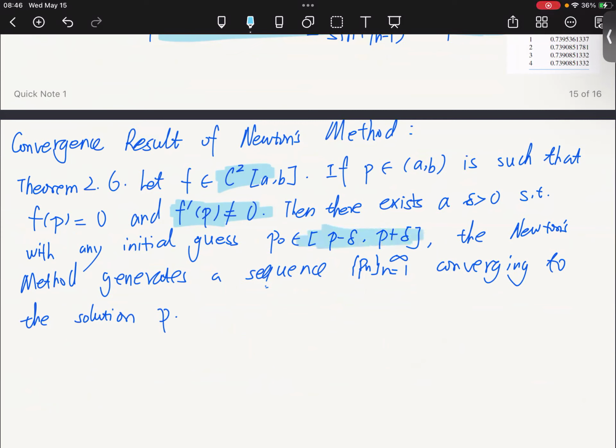First, we assume that f is C2, and that the derivative does not equal 0 at the root. And there's another very important thing in this theorem: the initial guess should be close enough to p, and then the sequence generated by Newton's method converges to p. These are the 3 main components in Newton's method. Any questions so far?